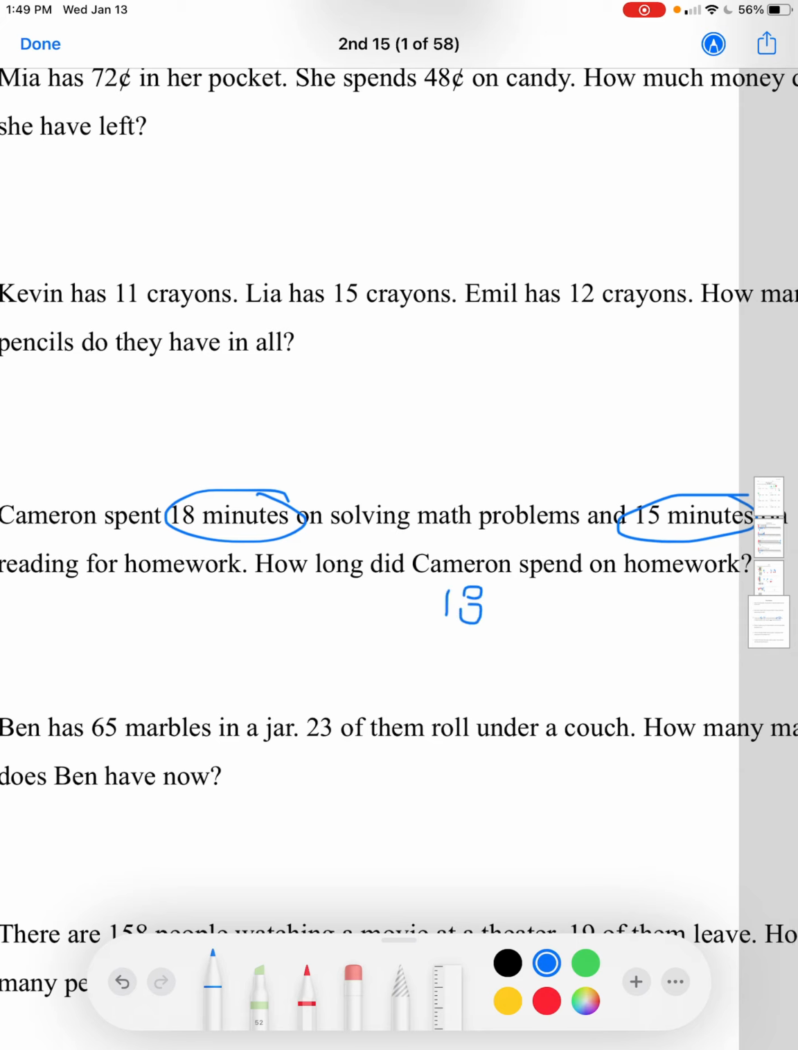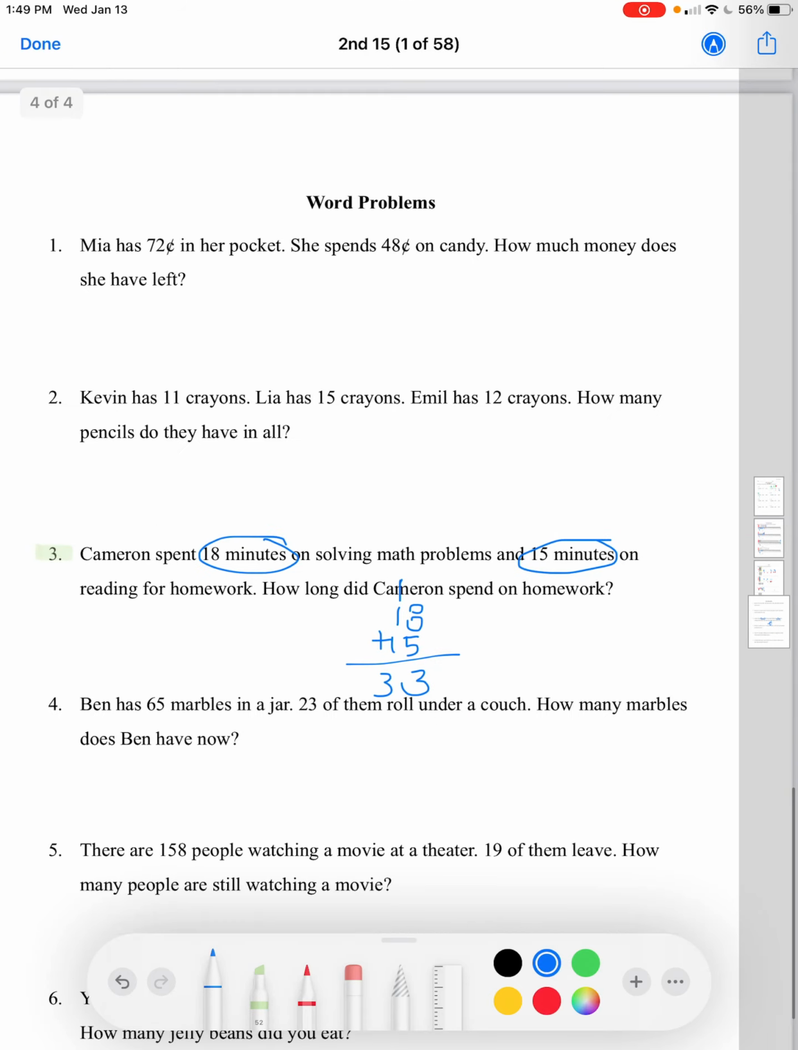So let's add 18 plus 15. 8 plus 5 equals 13. We'll put the 3 here and regroup the 1, the 10. So we have 1 plus 1, which equals 2, and 2 plus 1 equals 3. So Cameron spent 33 minutes on homework.